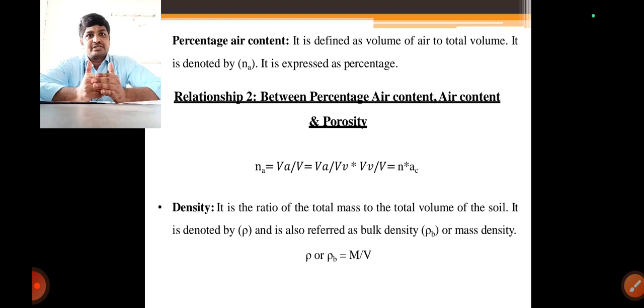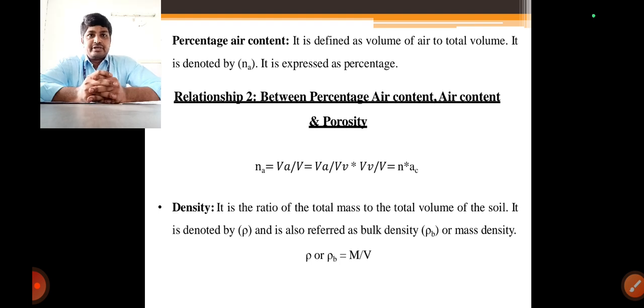Relationship between percentage air content and porosity: na is equal to Va by capital V, that is equal to Va divided by Vv into Vv by capital V. So that is equal to n into AC. That is the relation between air content, percentage air content, and porosity.